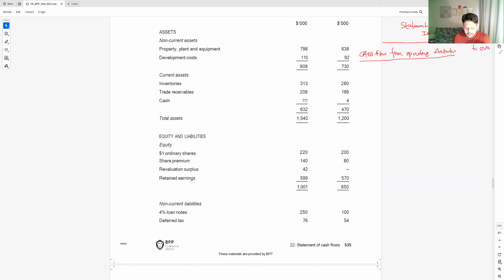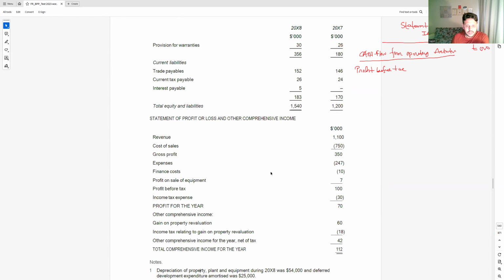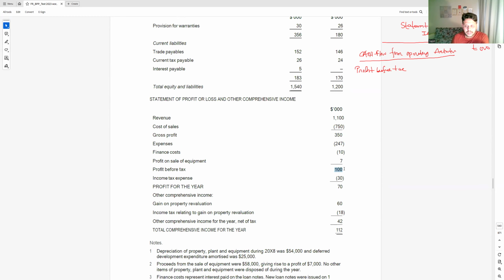Put the title on the top. Start with the profit before tax. We need to remember the template, the format, has to be in our head. Profit before tax. Okay, we'll go back to our profit and loss account and the profit before tax is 100. So write it down, 100.